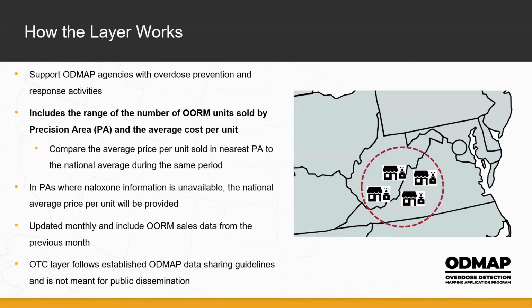In precision areas where naloxone information is unavailable, the national average price per unit will be provided. Precision areas with no data represent those with no available data due to either no sales or as a result of the data sharing guidelines established by the consumer group, which are meant to protect retailers from being identified. This layer is updated monthly and will include sales data from the previous month. And as these data are on ODMAP, the OTC layer follows established ODMAP data sharing guidelines as well, and is not meant for public dissemination.